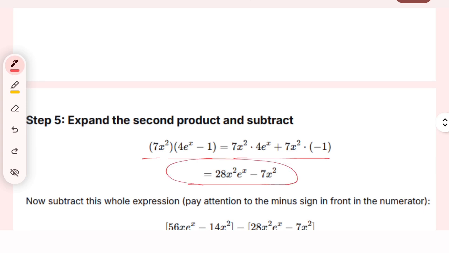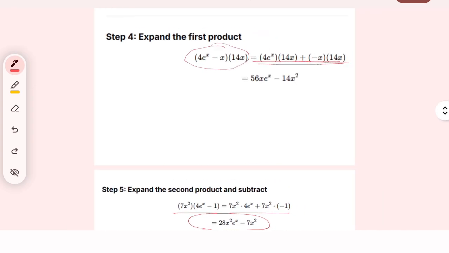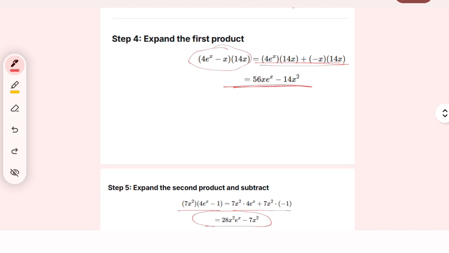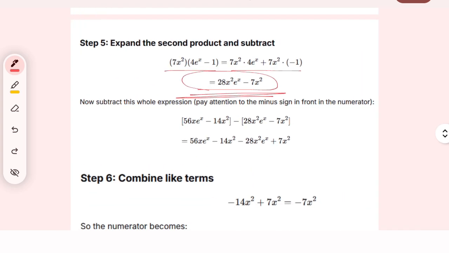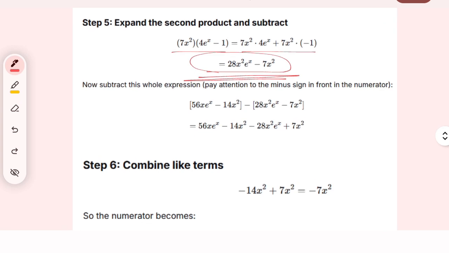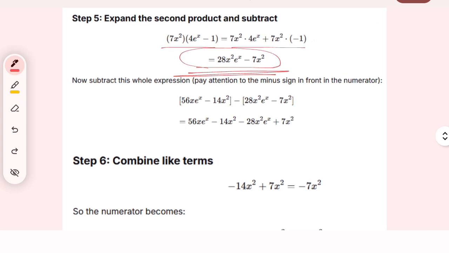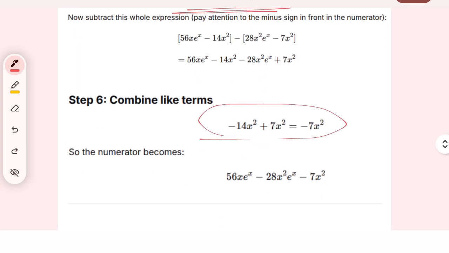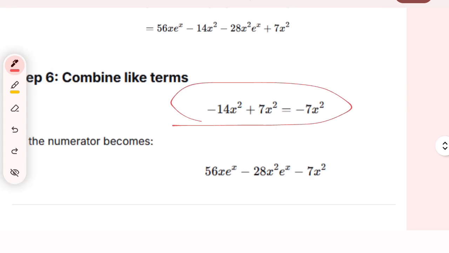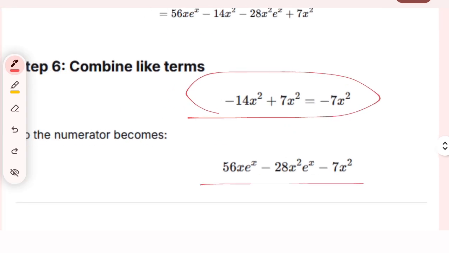Now, for as long as you can multiply, then you are good, right? So we multiply the first part, the answer is this. We multiply the second part, the answer is this. Once you have that, you put them back together. So once you put them all together and then you combine like terms, it would be like this for the numerator, right?